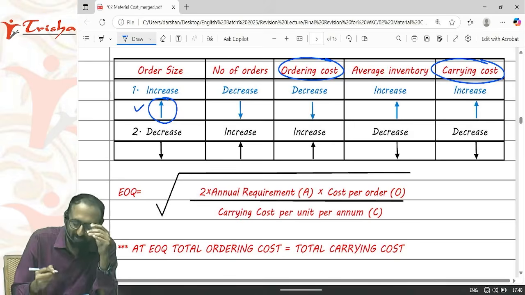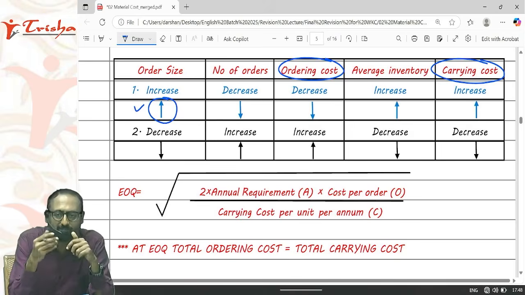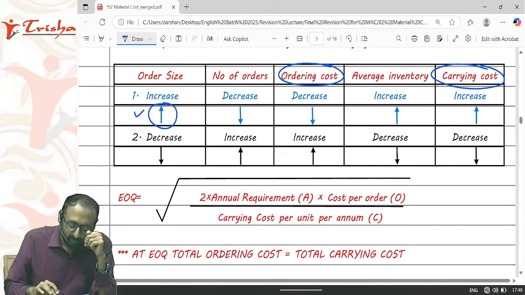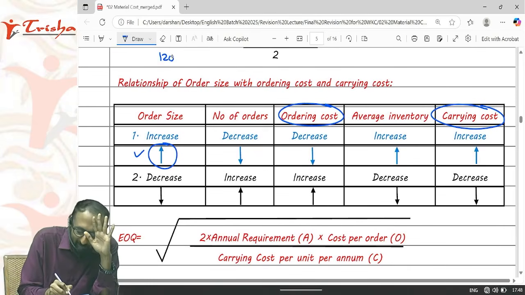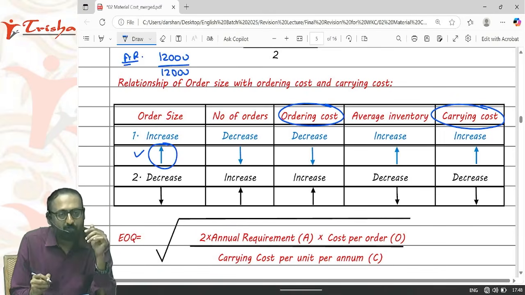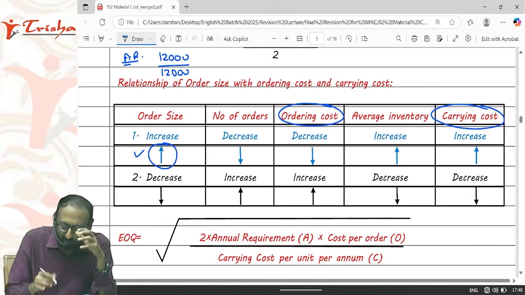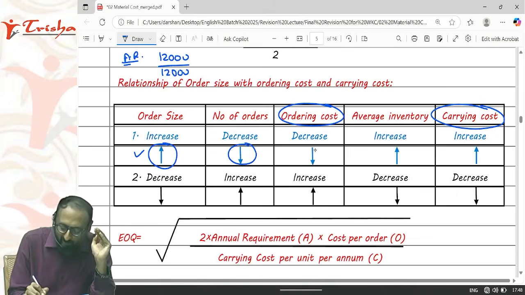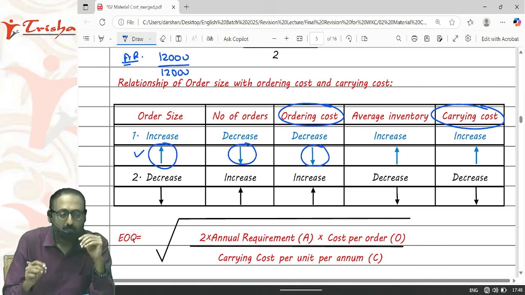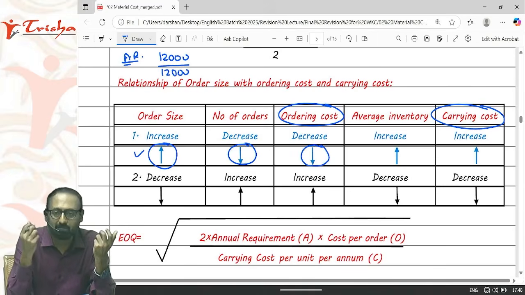If your order size is higher, then what will be its effect on the number of orders? Say for example, your annual requirement is 12,000 and you purchase directly 12,000 at a time. So if your order size is higher, your number of orders will be lower, correct? If your number of orders is lower, ordering cost will be lower. But if your order size is higher, then what will be its impact on average inventory?